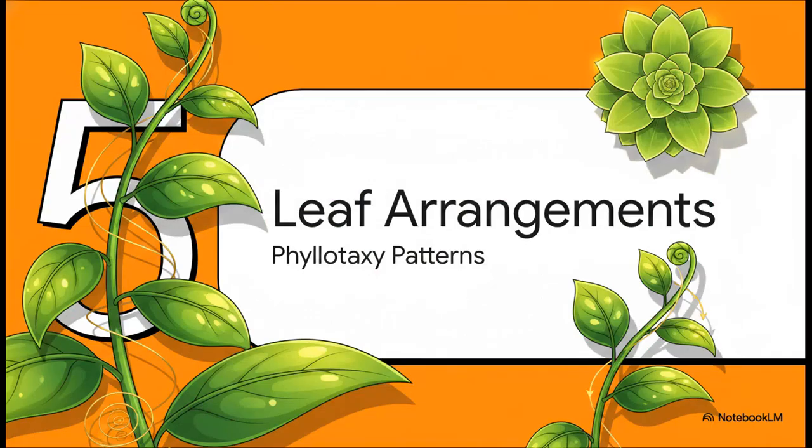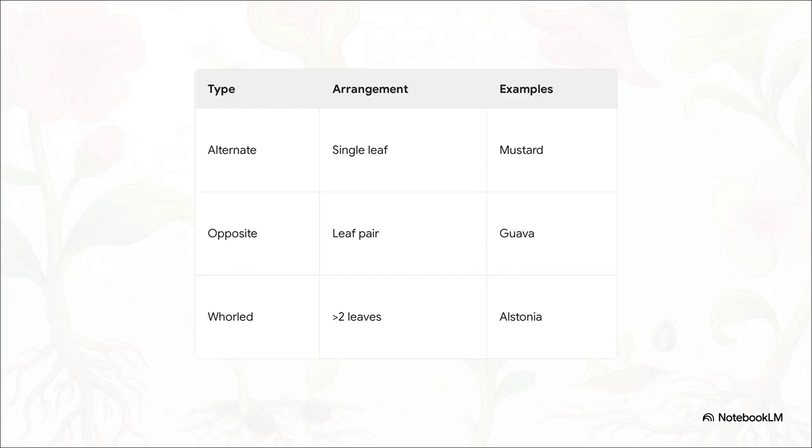Section 5. Leaf arrangements. So we've got our solar panels, but how does the plant actually position them on the stem to make sure they aren't just shading each other out? That specific engineering challenge brings us to phyllotaxy. Plants basically use three main layouts to distribute their leaves and maximize light.